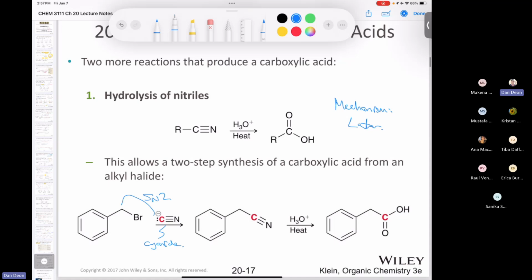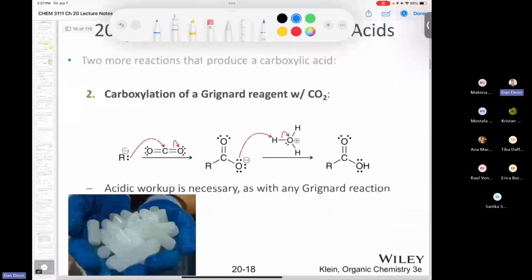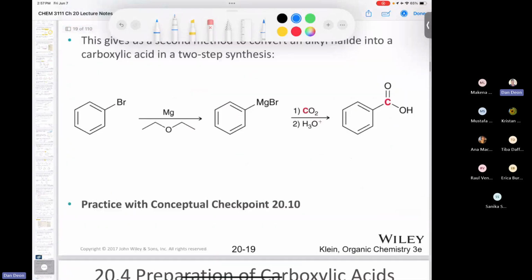Okay, you get your nucleophilic attack, your loss of leaving group like that. Then you can convert your nitrile to a carboxylic acid just by treating it with H3O plus, just cooking it up.